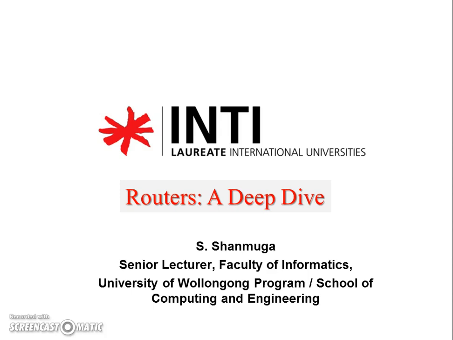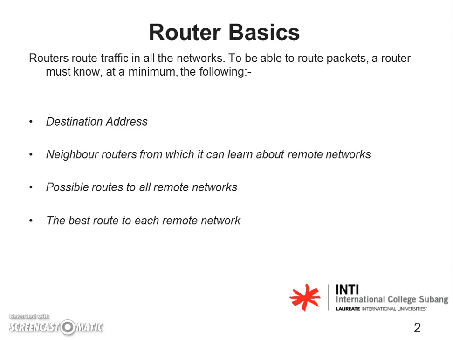But before we proceed to that, we need to look at some of the router basics, which I guess you all know about. Routers route traffic in all the networks, obviously, right? So to be able to route packets, a router must know the minimum parameters, like the destination address, all right? And then the router must know, of course, the neighboring routers from which it can learn about remote networks. And of course, possible routes to all remote networks and the best route.